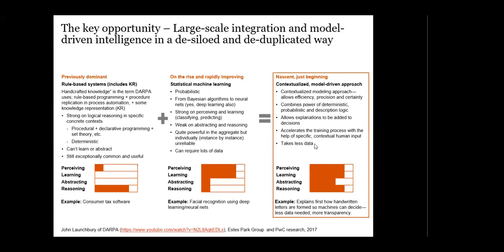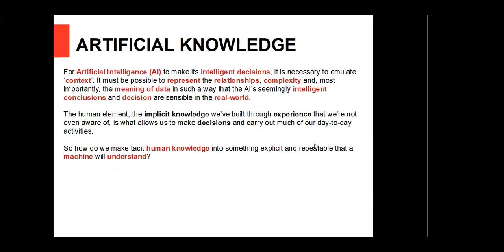Okay, so to make it intelligent, we'll talk about relationships in data. You now understand how we can achieve intelligence. And then most importantly, the meaning of data. Data has to have meaning. If it doesn't have meaning, then how does it know what it's doing? It's critical. That's intelligence. So in such a way that AI's seemingly intelligent conclusions and decisions are sensible to the real world.